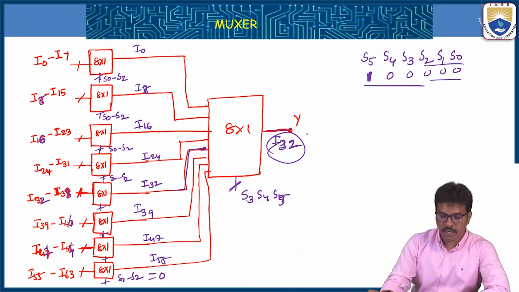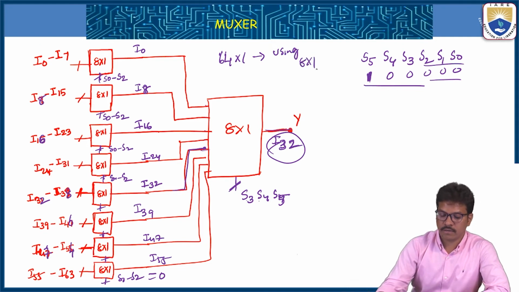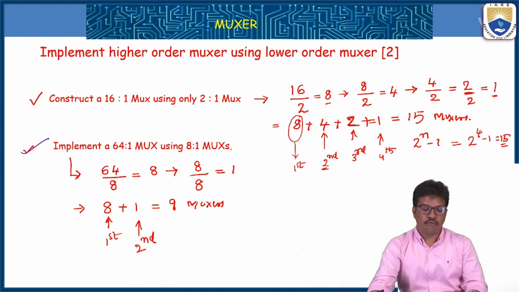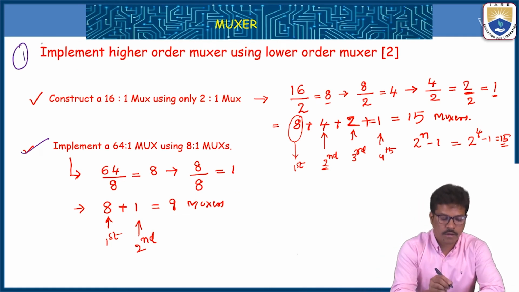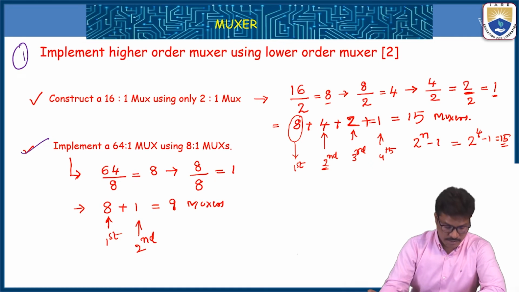In this way we can design the 64:1 multiplexer using eight by one multiplexers. So this is one way to implement a higher order multiplexer using lower order multiplexers.